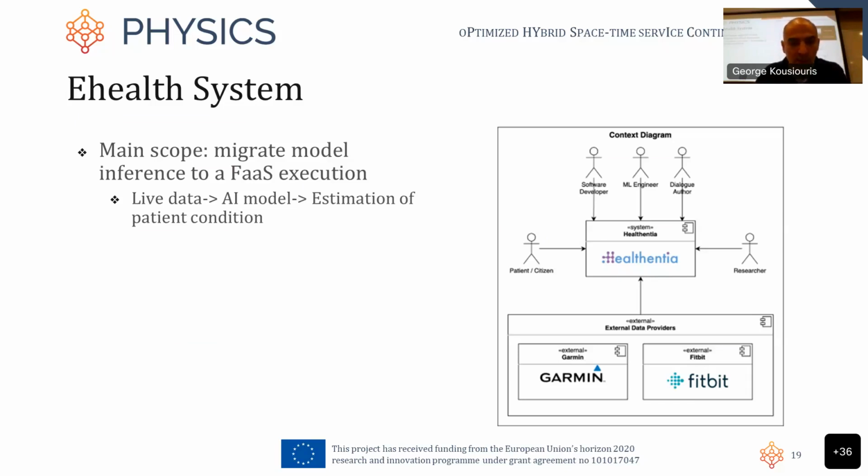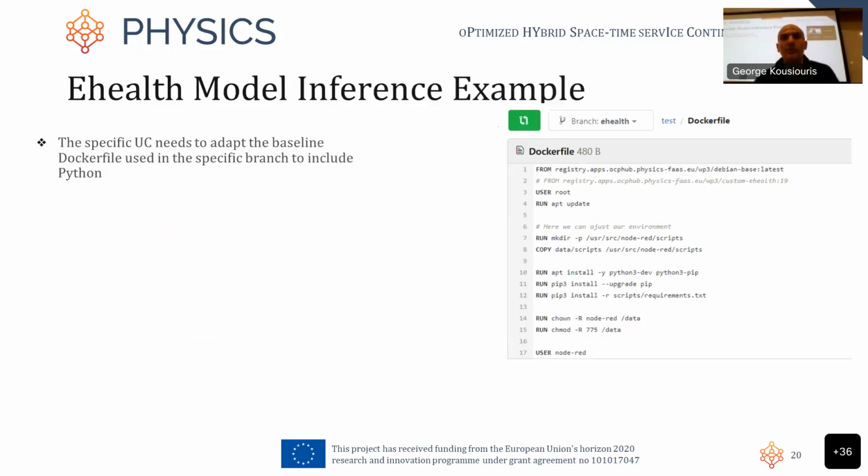So in this case, the execution is more dynamic through FaaS in the sense that it can be triggered whenever a new update from the user gets in, then a relevant function can be executed in order to estimate the patient condition. In order to do that, the eHealth model inference starts out by creating their own version of the Docker file.